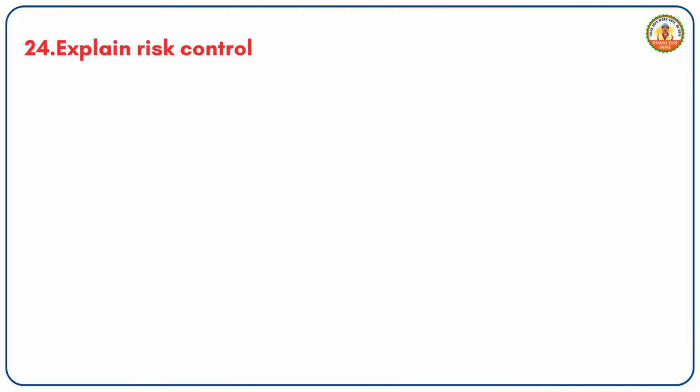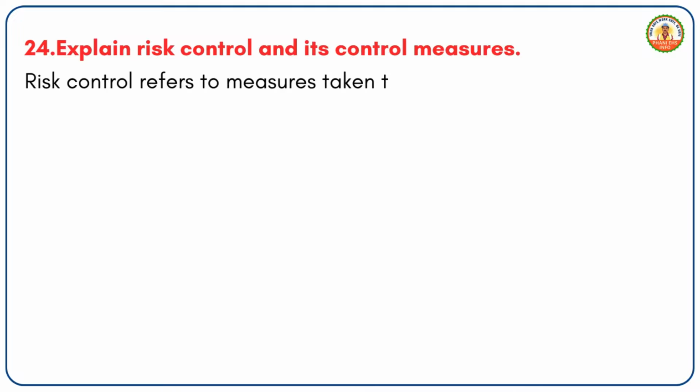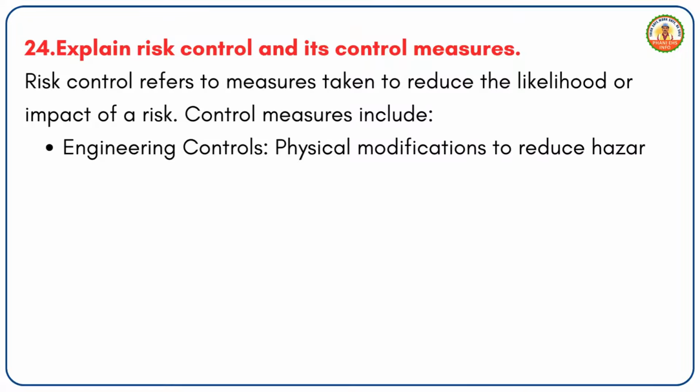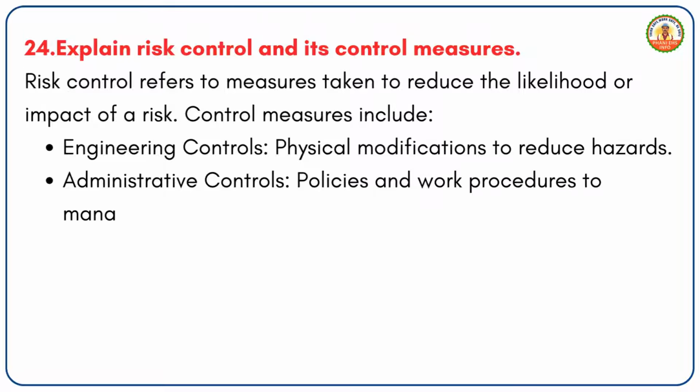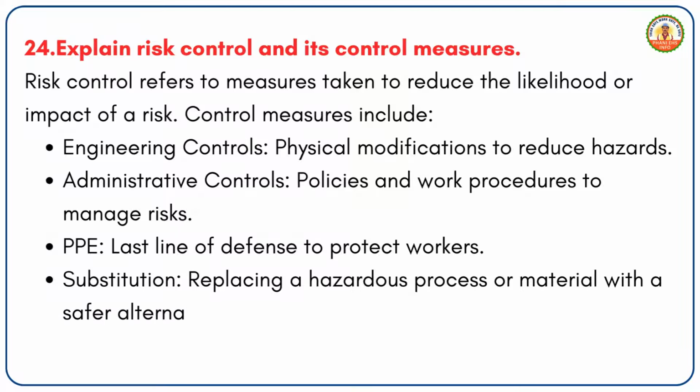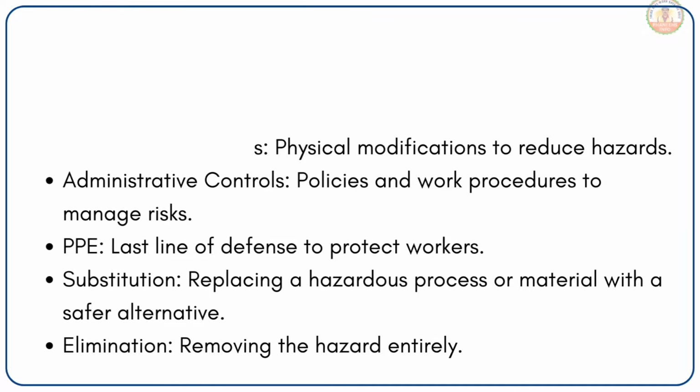24. Explain risk control and its control measures. Risk control refers to measures taken to reduce the likelihood or impact of a risk. Control measures include engineering controls, physical modifications to reduce hazards. Administrative controls, policies, and work procedures to manage risks. PPE, last line of defense to protect workers. Substitution, replacing a hazardous process or material with a safer alternative. Elimination, removing the hazard entirely.